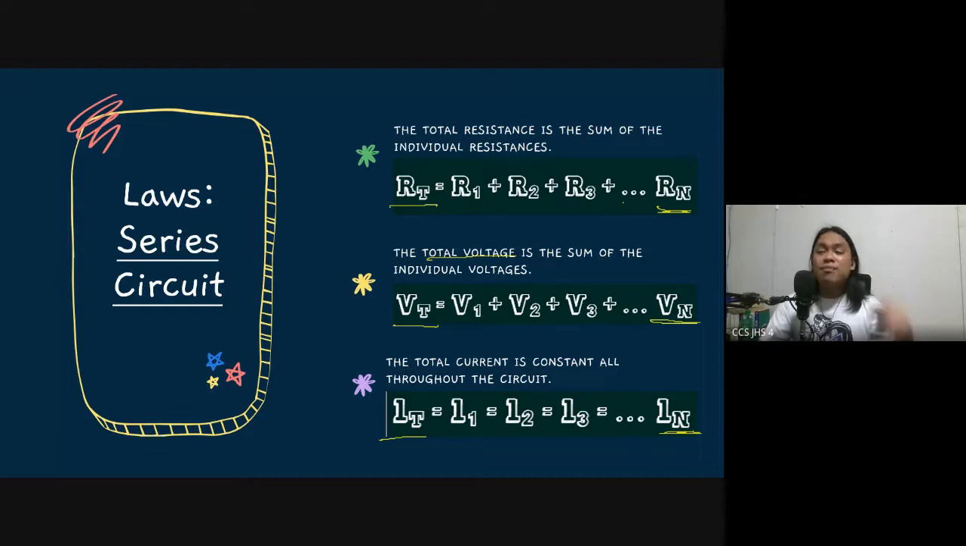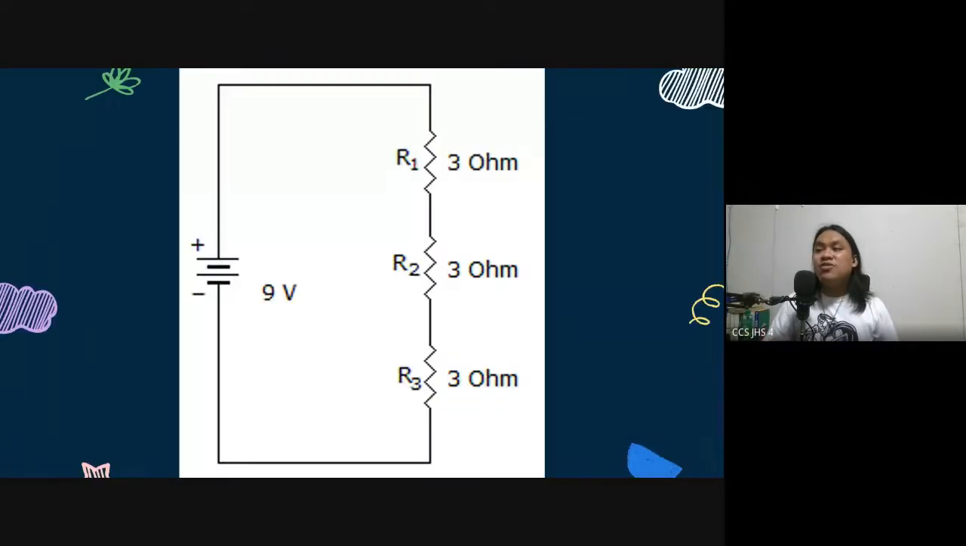Okay? Please remember that these conditions are only applicable for series circuit. Okay? Series circuit only this is applicable. Okay, understood? Kindly take a screenshot of the formulas before we go to the next slide. Are you done taking screenshots? Okay, very good. Now, let's try to solve a sample problem.